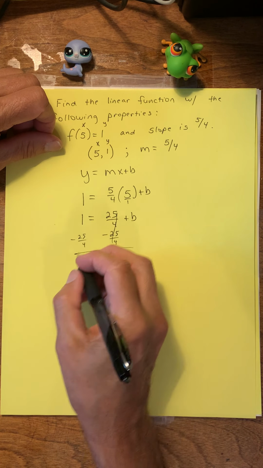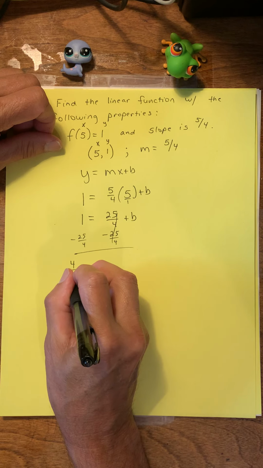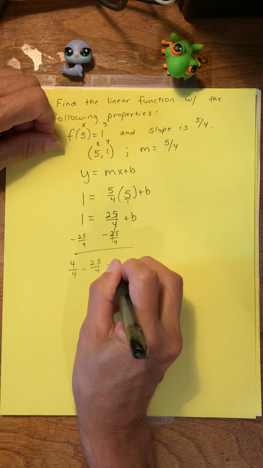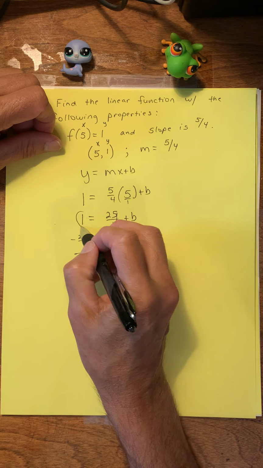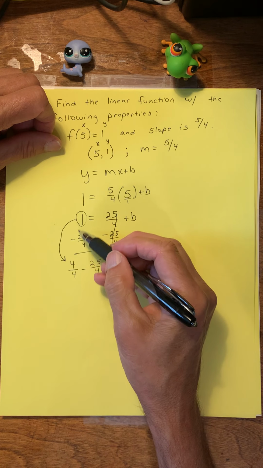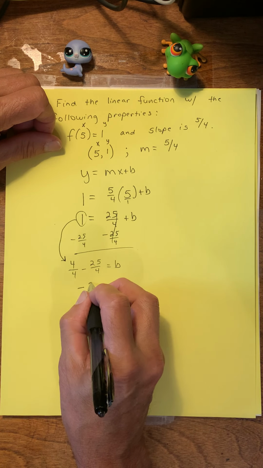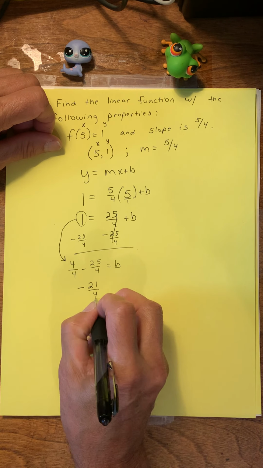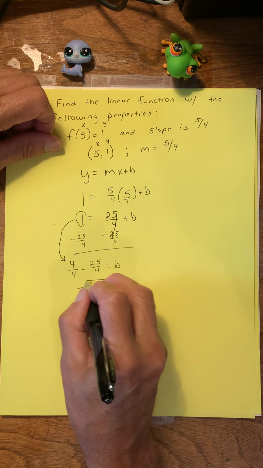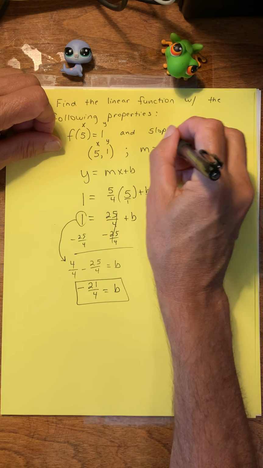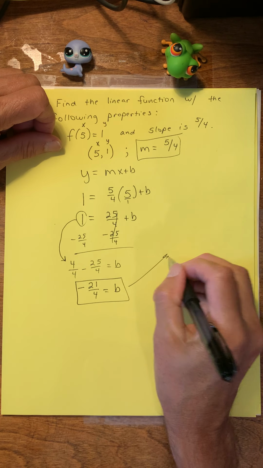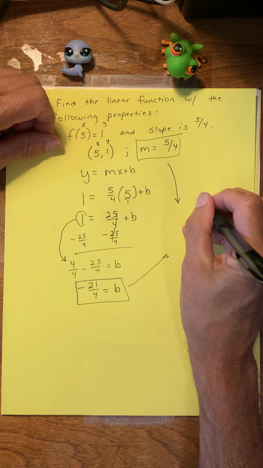And I'm going to say 1 is the same as 4/4 minus 25/4 equals b. Remember, I just changed 1 into 4/4. So 4/4 minus 25/4, that's negative 21/4 equals b. So I now have my slope, and I've got my y-intercept. I can use that to come up with the equation of the line.